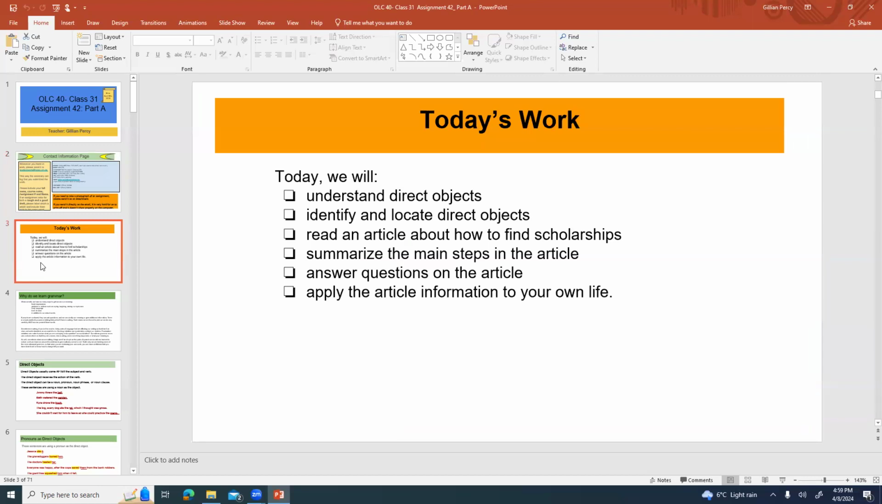All right, today's work. We are going to understand direct objects, identify and locate direct objects, read an article about how to find scholarships for post-secondary education, summarize the main steps in the article, answer questions about the article, and apply the article information to your own life.